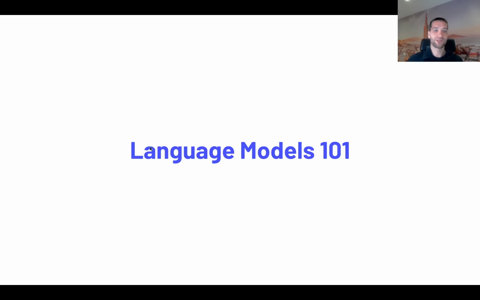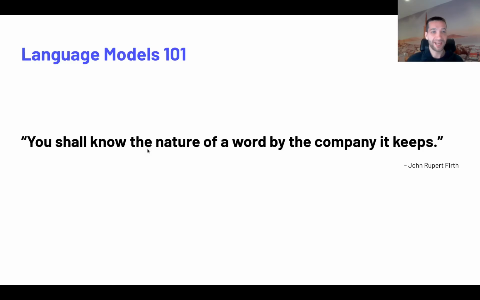So, language models 101. An English linguist, John Firth, said in the 50s that you shall know the nature of a word by the company it keeps. And this is really the key principle of how language modeling works. Language models try to understand, model the world without any previous knowledge. They're not taught English or German. They are a clean slate when we begin their training.